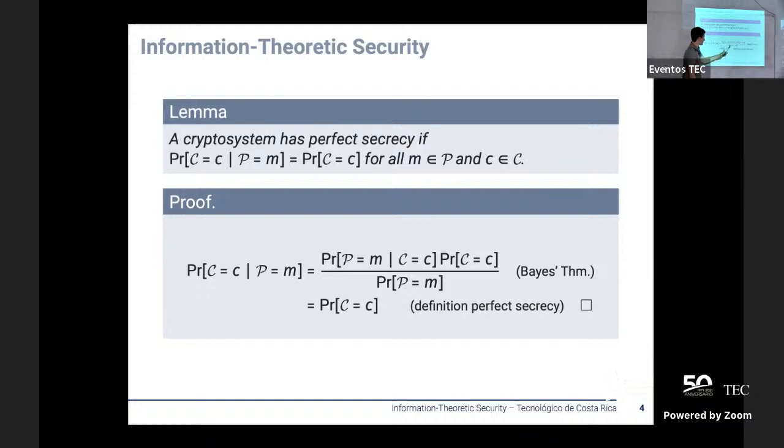And now, because we know the definition of perfect secrecy, which was written here on the whiteboard, we can just replace. We know that this probability of the message under the condition of a certain ciphertext equals the probability of just a certain message. That's written here. So we can cancel out this term against this term, and we're left with the probability that the ciphertext equals some ciphertext. So now we've proven this lemma, and we know that we can swap those two, and it will still be correct.